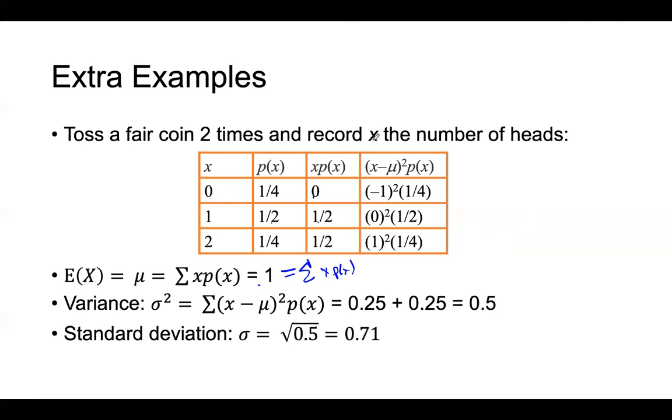Now, this is our 1, x minus 1, and then we square it. So -1 squared is positive, so this becomes 1 over 4. 1 minus 1 is 0, so this goes away. 1 squared is 1 over 4. We add them up, a quarter plus a quarter, and we have 0.5. So that's our variance. And then we take the square root and it's 0.71.